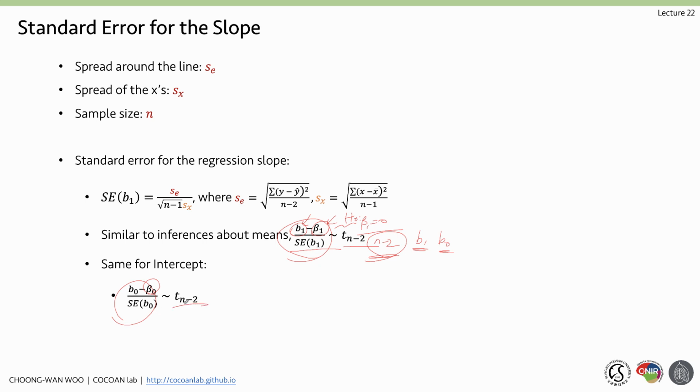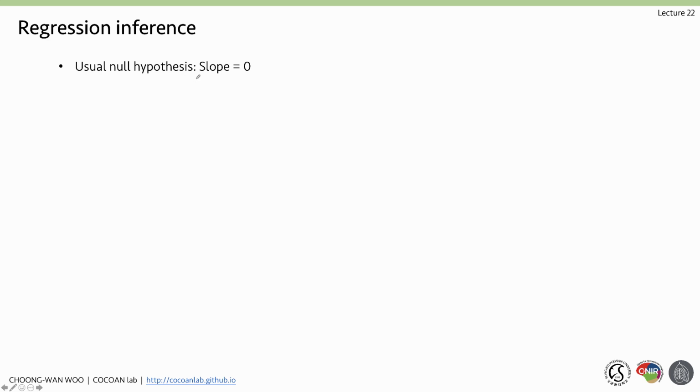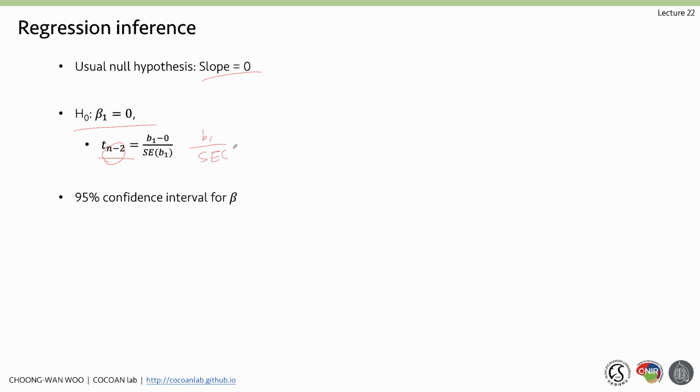That follows a t-distribution. But we are not that interested in this. We are more interested in this. The usual null hypothesis is slope equals 0. So therefore, with t n minus 2, the degrees of freedom, it becomes simple like this. And the 95% confidence interval for beta is the same. Like if we note the standard error of beta 1, but just note that the degrees of freedom is n minus 2, not n minus 1. So for means, we had n minus 1.